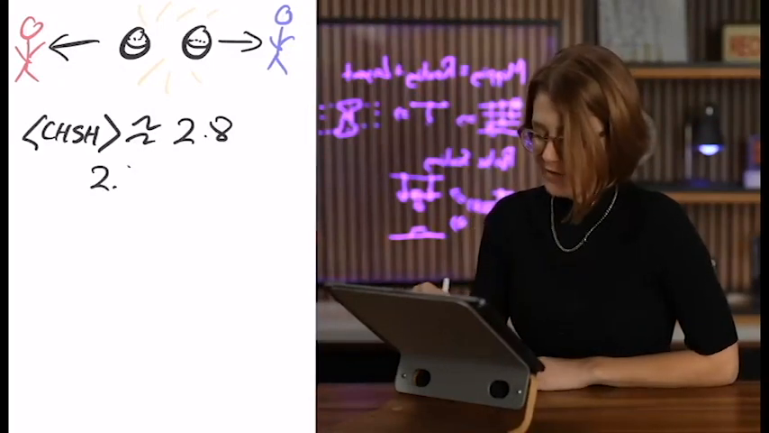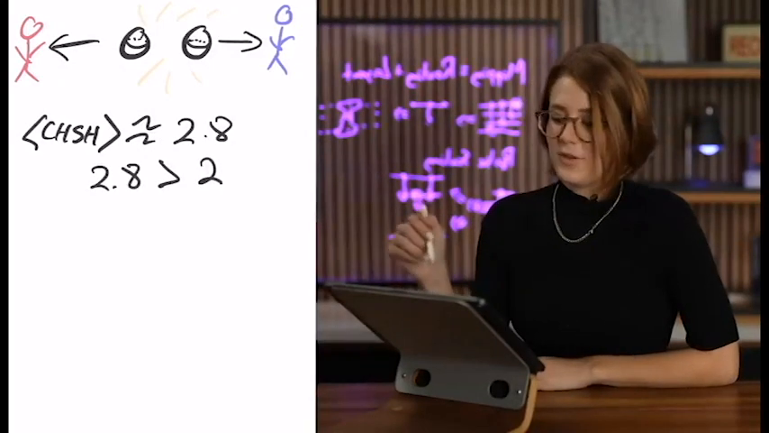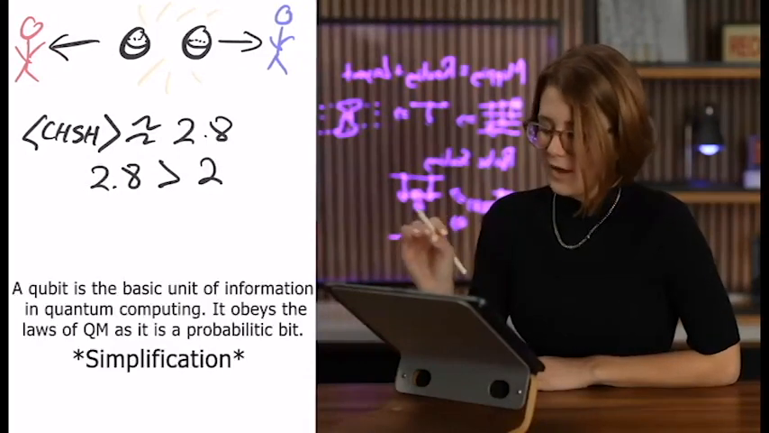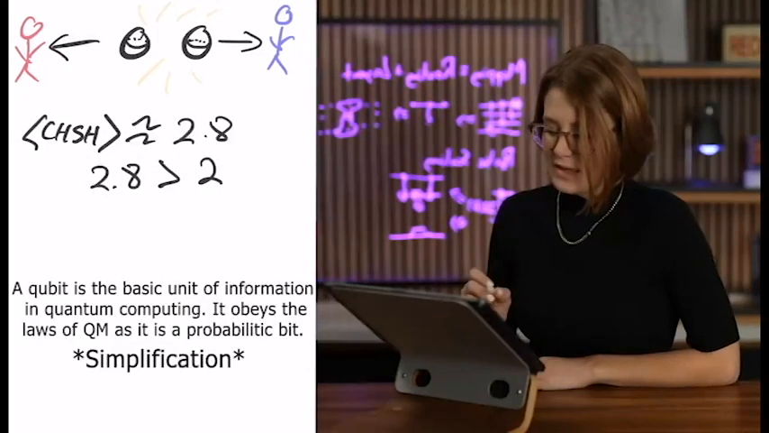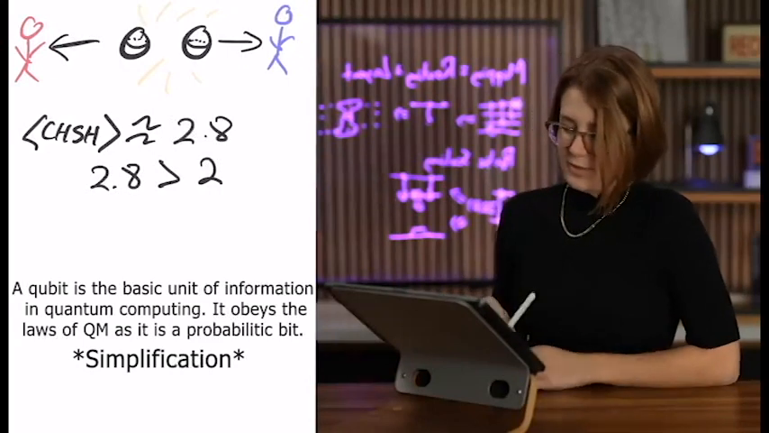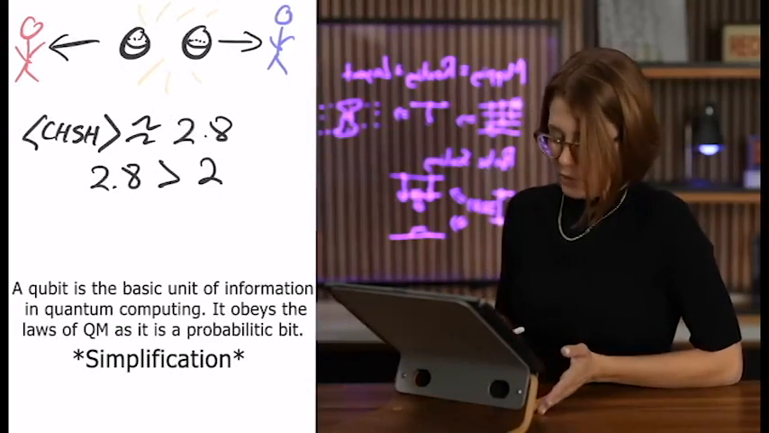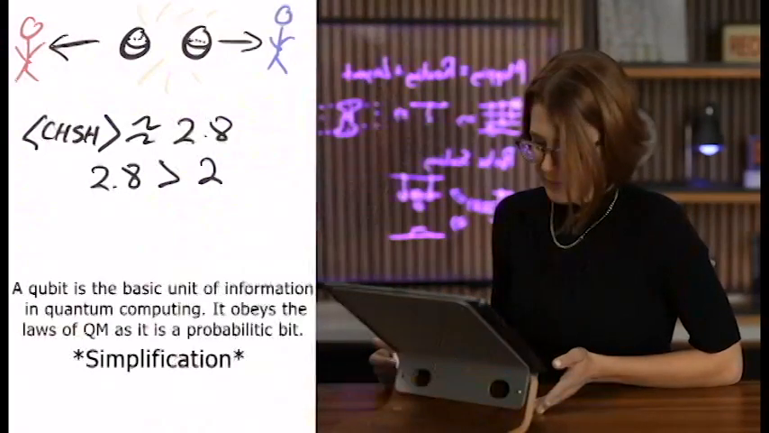We know for sure that 2.8 is greater than 2, which means that if these qubits obey the laws of quantum mechanics, which we know they do, quantum mechanics violates Bell's inequality. It is incompatible with local realism. So either something is moving faster than the speed of light, or these particles do not have definite values before they are measured. And you might be wondering, where does this 2.8 number come from?